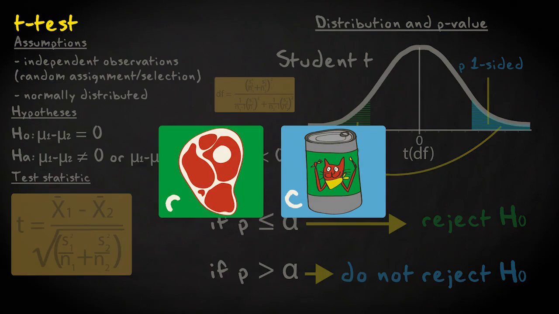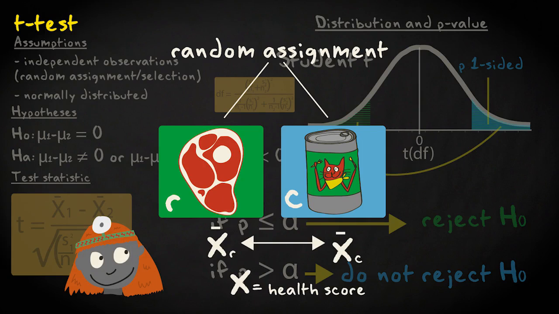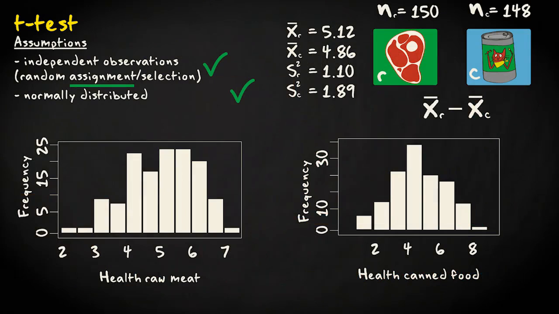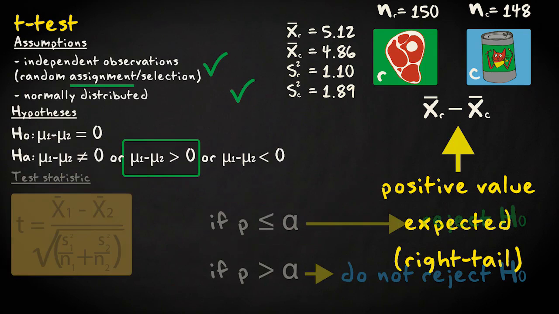Suppose I want to test whether a raw meat diet is healthier for cats than regular canned food. I randomly assign half of my entire sample to a raw meat diet and the other half to a canned food diet. Cat health is measured on a scale between 0 and 10 by a veterinarian. To check whether the groups are normally distributed, I'll look at the histograms of the health scores in each group. These look normal enough. The null hypothesis states that the difference in means between these groups will be 0. My one-sided alternative hypothesis is that the difference will be larger than 0 if I subtract the canned mean from the raw mean. I expect the raw diet to result in a higher mean health score. I'll set the significance level to 0.05.